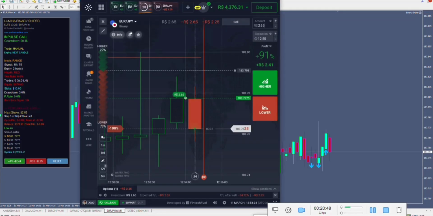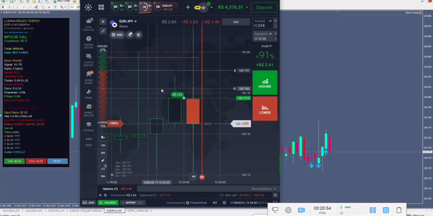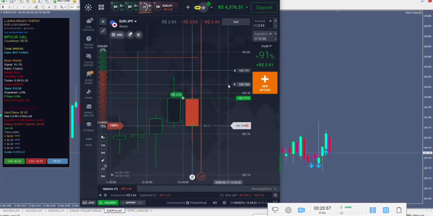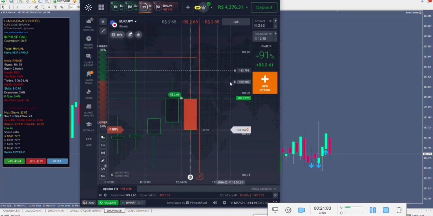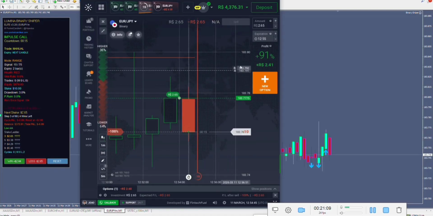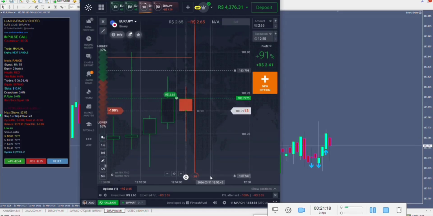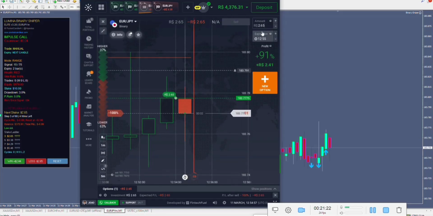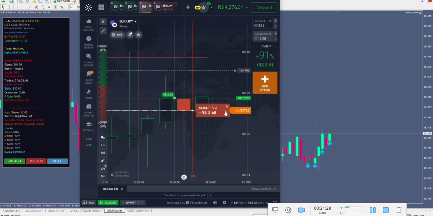Why do I call it anti-loss, guys? Because it's difficult to lose your money, bro. If you follow everything step by step, it's difficult to lose your money. Just make sure that you trade with at least 90% payout. That's the most important thing. From 90 up, don't trade with less than this. All right, you lost that one.